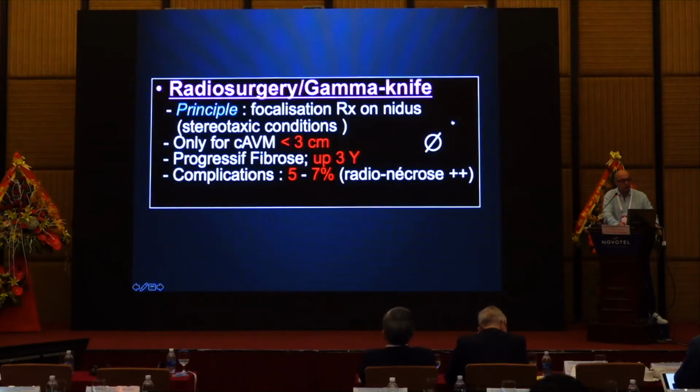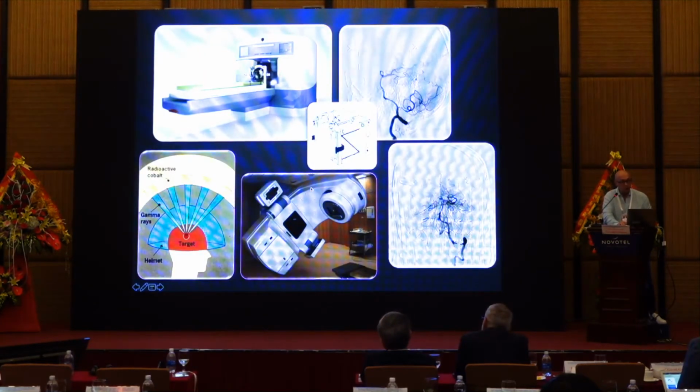And the last is the radiosurgery gamma knife. The indication is when you cannot access the AVM either by endovascular or by surgery, if it's less than 3 centimeters. But it takes up to 3 years to be effective because it's a progressive fibrosis of this AVM, and you still have some 5 to 7% of complications of radionecrosis.